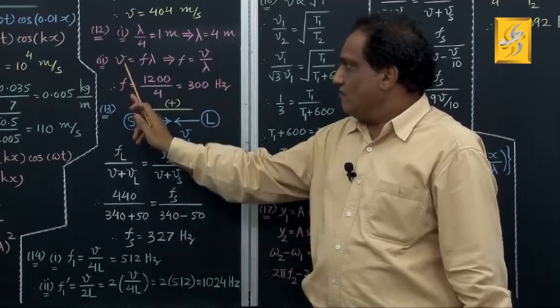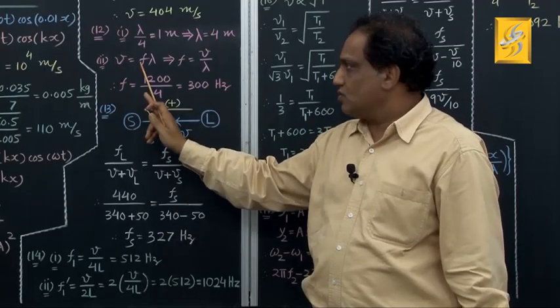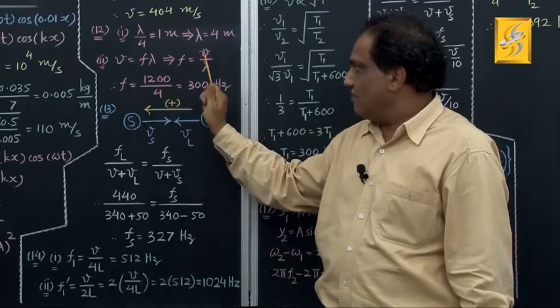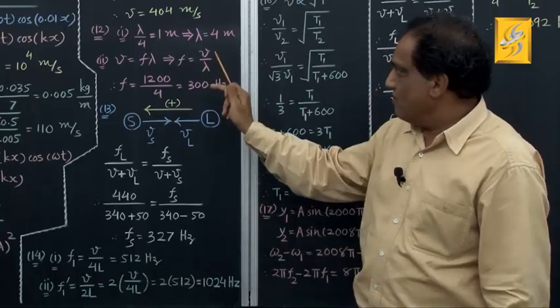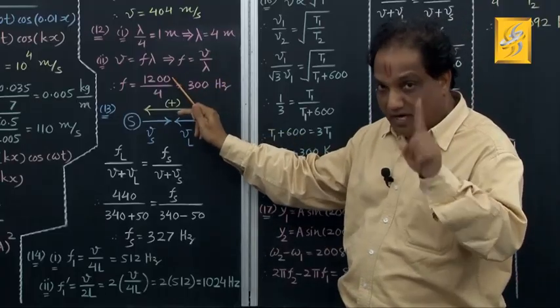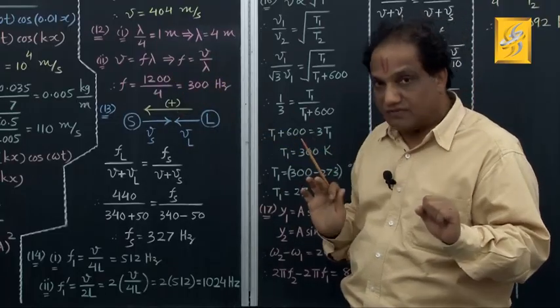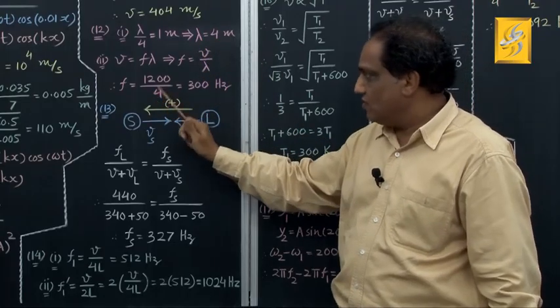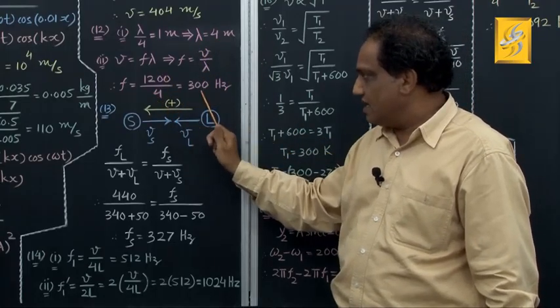Simple. Wave velocity by formula V equals f lambda. What is f then? V upon lambda. Wave velocity they have given 1200 meter per second. Lambda is the wavelength. We have found out it is 4 meter. 1200 upon 4, that is 300.